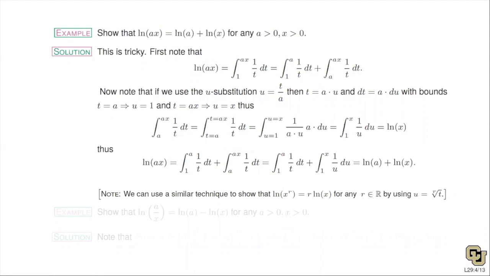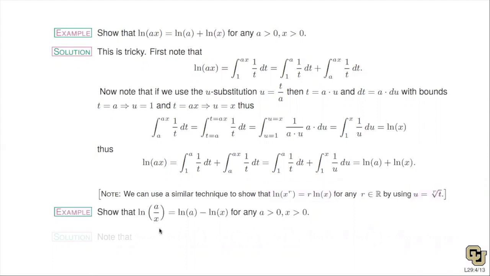And here you can use a similar technique. If you use the substitution u equal to the rth root of t, you can prove this property, starting with the integral definition of ln of x to the r, which would be the integral from 1 to x to the r of 1 over t dt. Anyway, you can play around with that if you wish.